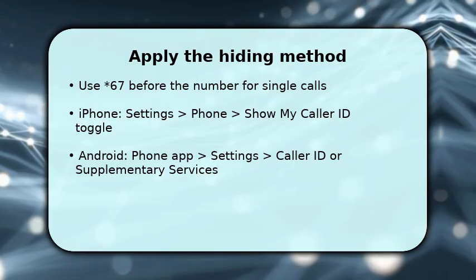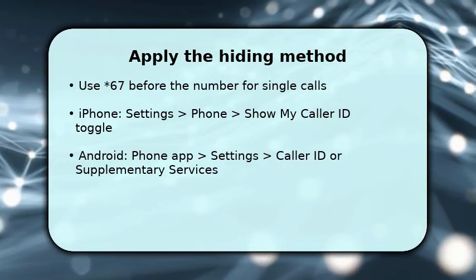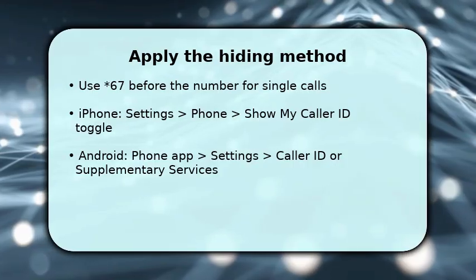If you want persistent privacy, toggle Show My Caller ID off on iPhone, or open the phone app settings on Android and disable caller ID or use supplementary services.